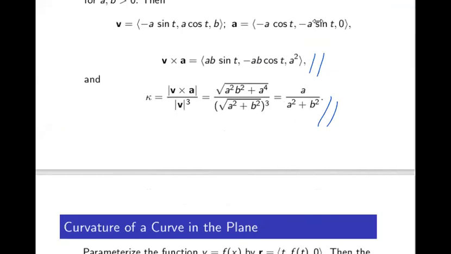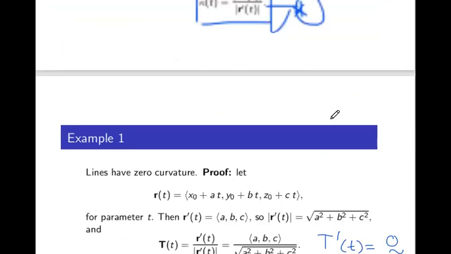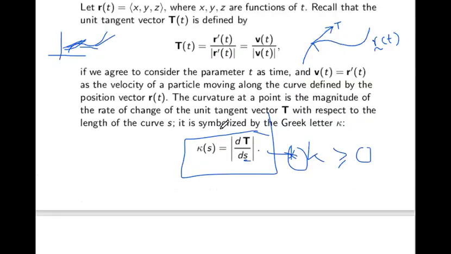So how is the magnitude of the cross product equal to k? I think we showed that one here. This is the original equation: the rate of change of the unit tangent vector along the path. Take the magnitude of that. So this is the original.